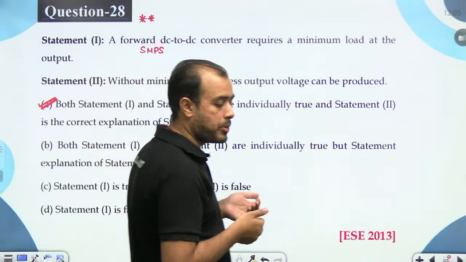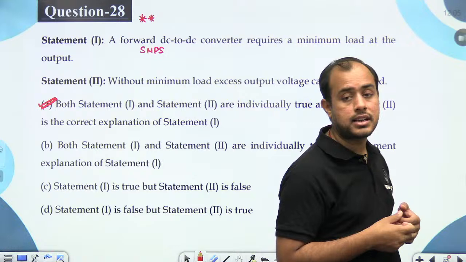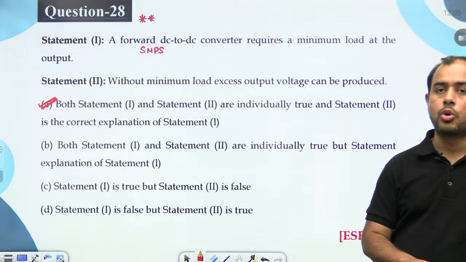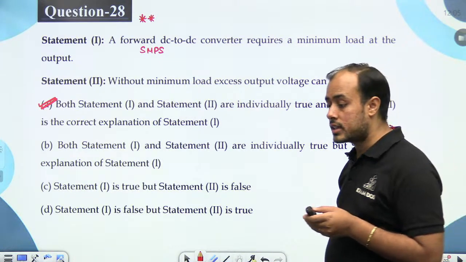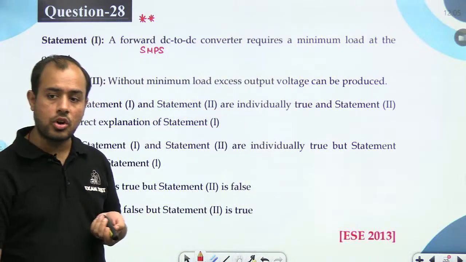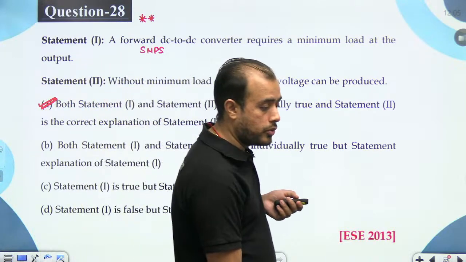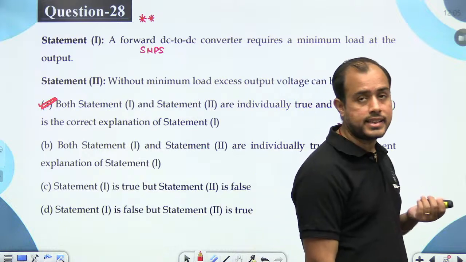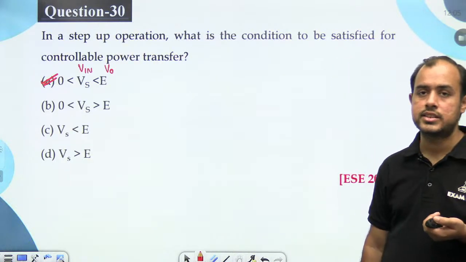So voltage will keep on increasing and it will be uncontrolled. So the capacitor will hold a certain charge. If the load current is not at least a certain minimum value, the capacitor is not going to discharge, due to which it will keep on increasing the charge and there will be a voltage runaway.